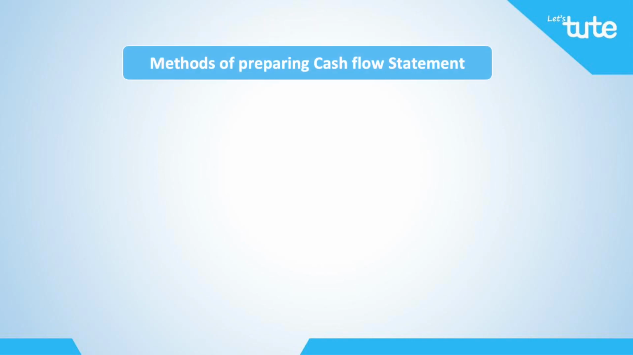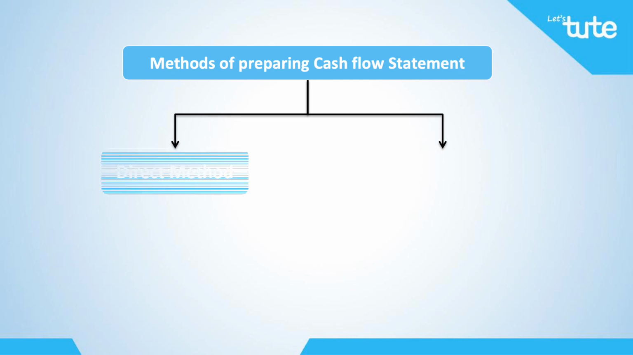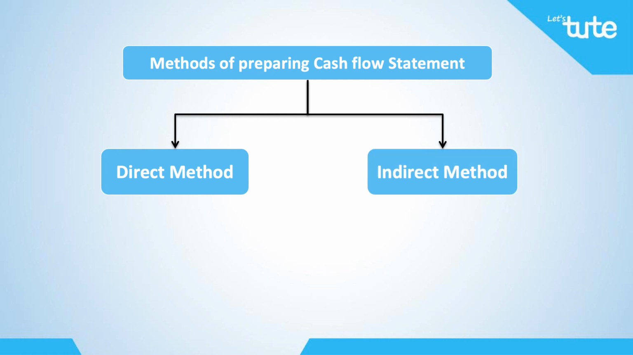Friends, as we have discussed earlier, there are two methods for deriving cash flow from operating activities. The first one is the direct method, which we covered in detail in our last session. And the second one is the indirect method, which we will discuss more in depth today.